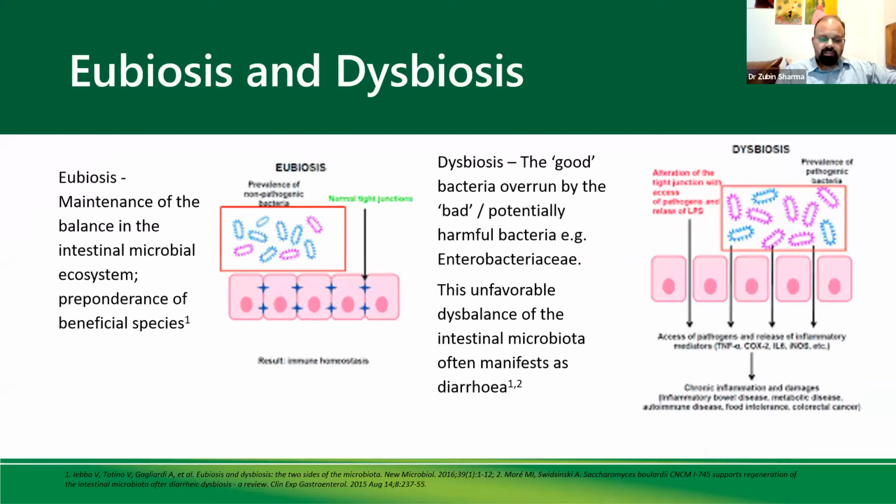Eubiosis, these are fancy words actually, simply means maintaining your normal microbiota. And whenever you have a loss of balance to this, for example when your bad bacteria are overrunning the good bacteria, such as the Enterobacteriaceae family and many others, that is simply called dysbiosis. This means something is going bad.